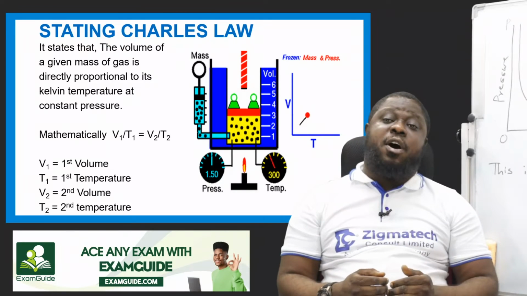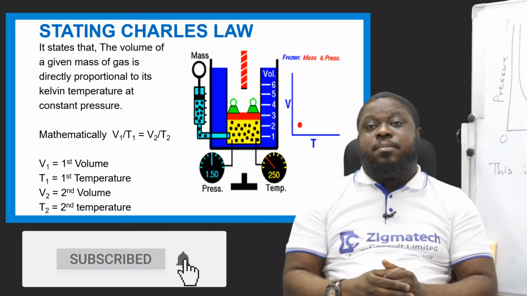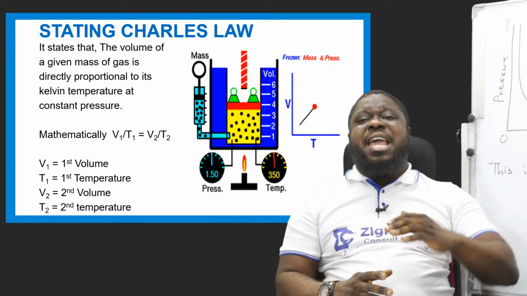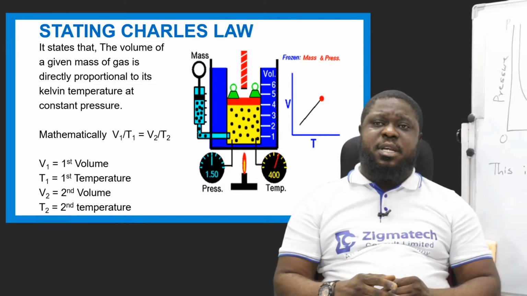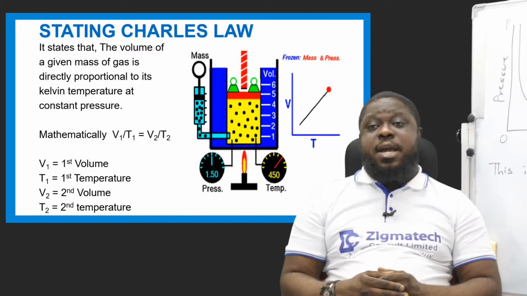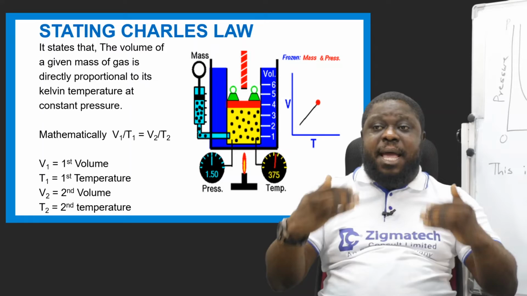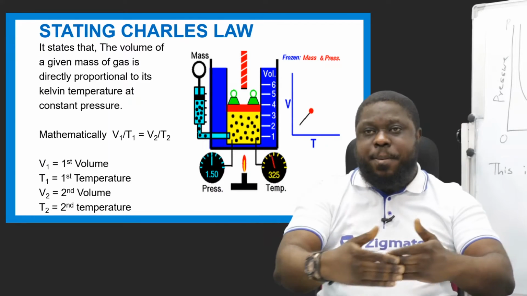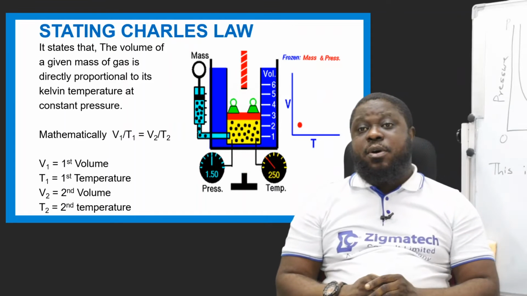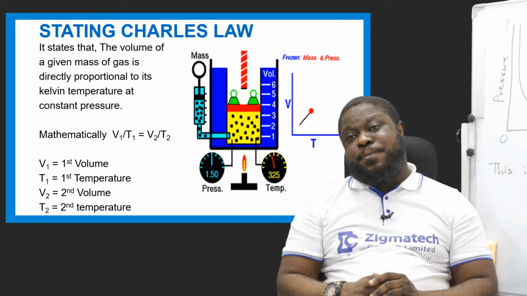Remember, it is the pressure that brings out temperature, and the temperature increases the volume. So in essence, if the temperature reduces, the volume will reduce, and if the temperature increases, the volume will increase. Now, if the pressure is constant, the temperature will be constant, and the volume will be constant.